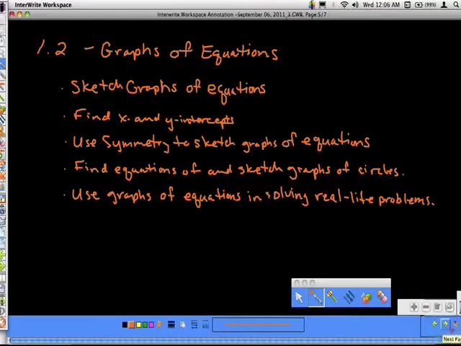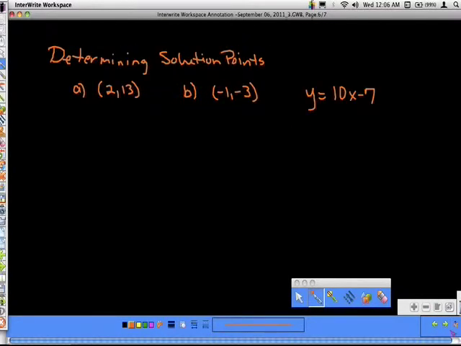Alright, so first thing, we have to determine if an ordered pair is actually a solution, or will the points actually show up on the graph. So the first one that we're going to look at is this equation, y equals 10x minus 7. And you probably recognize this is in your form y equals mx plus b, so our slope-intercept form. So we want to know if either of these points, or both, are actually on that line.